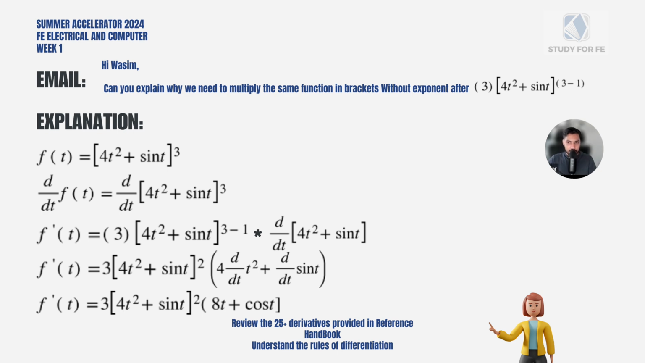So n was 3. Remember, this was 3. And then I have u, which was the bracket, the original function, ending up reducing its power by 1, u to the n minus 1, and then I'm doing a derivative on u itself. Clear? When I'm going deeper into the function, that is basically the chain rule. When I'm reducing the power by 1, that is the power rule.